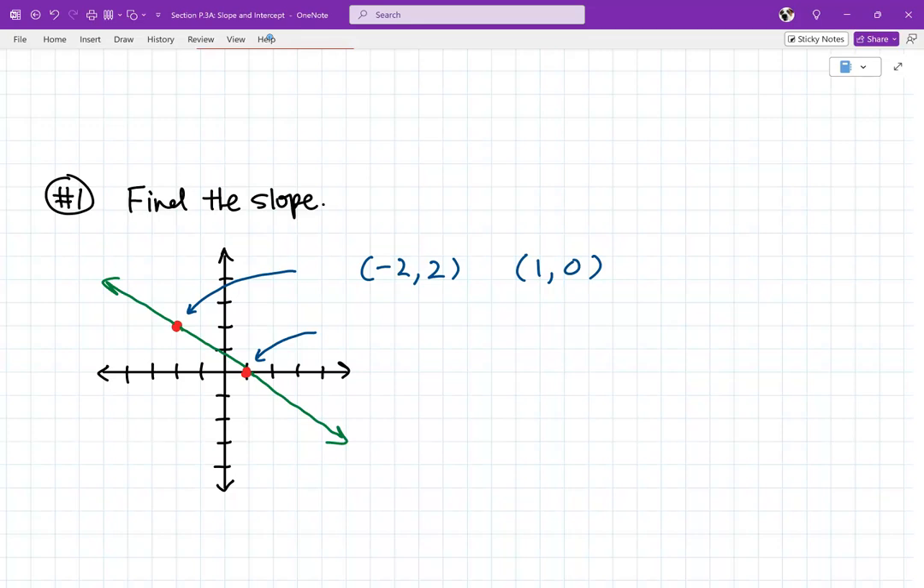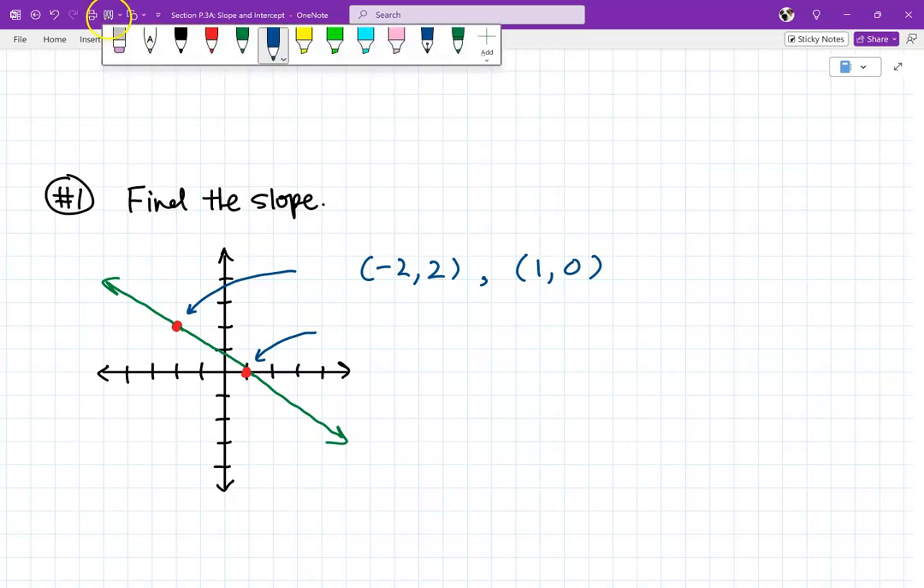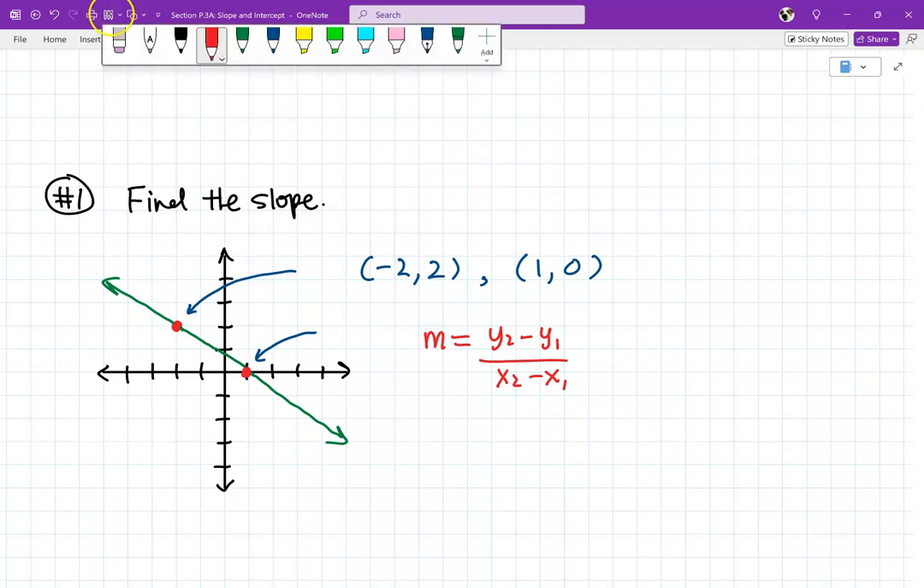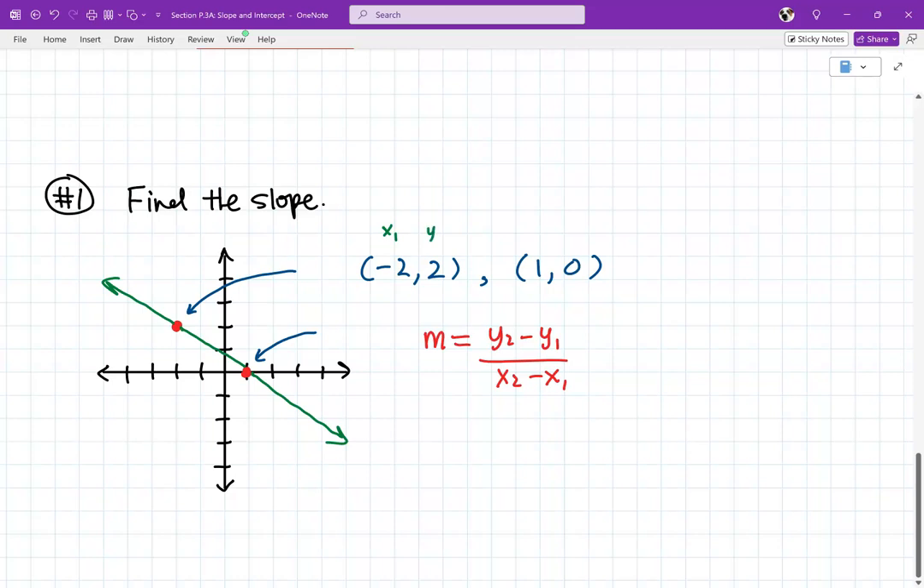And now that I have those 2 points, I can do exactly what I just did in numbers 5 and number 8, right? Just put it into a formula. So I got 2 points right there, negative 2, 2, and 1, 0. So let's write down the formula here. Well, m is equal to y2 minus y1 over x2 minus x1. I'm going to label my x1, y1, my x2, y2. So x1, y1, x2, y2. And now I'm just going to plug them in, find an answer.